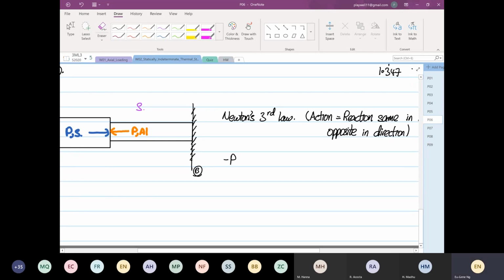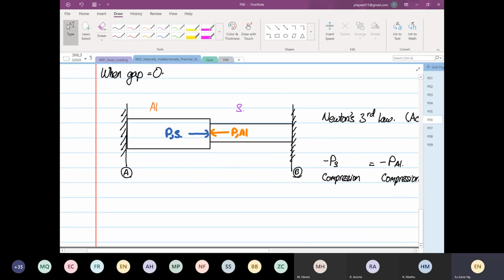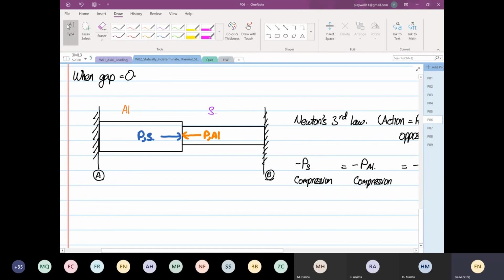So from here, we realize that the force acting on the steel is going to be compression. On the steel, that's why it's minus, is equal to the force acting on the aluminum that's also in compression. And based on Newton's third law, both of them are the same, and we can call it what? We can call them equal to minus P. Okay, we can call them to minus P, right? So the next part of our problem now is we have to calculate how this force, or what we call our redundant force, are acting on our structure.